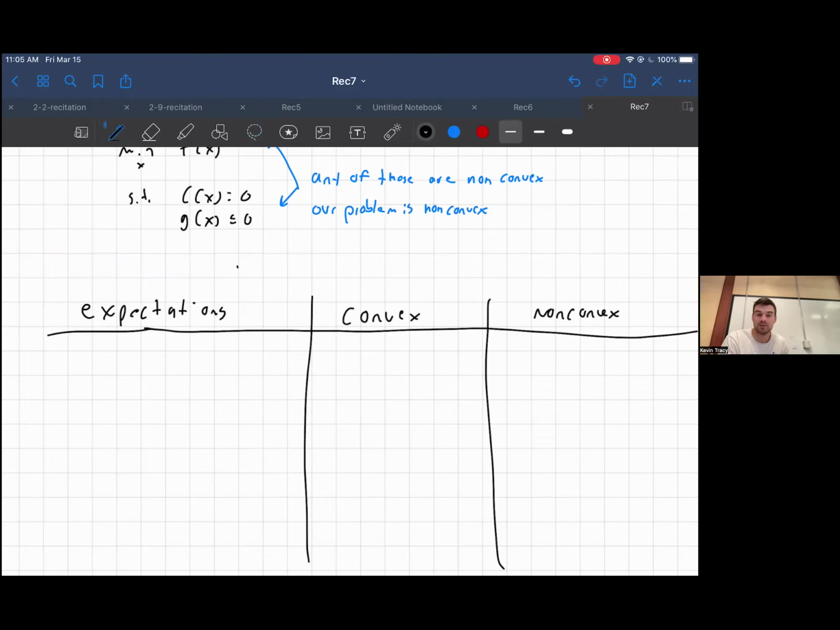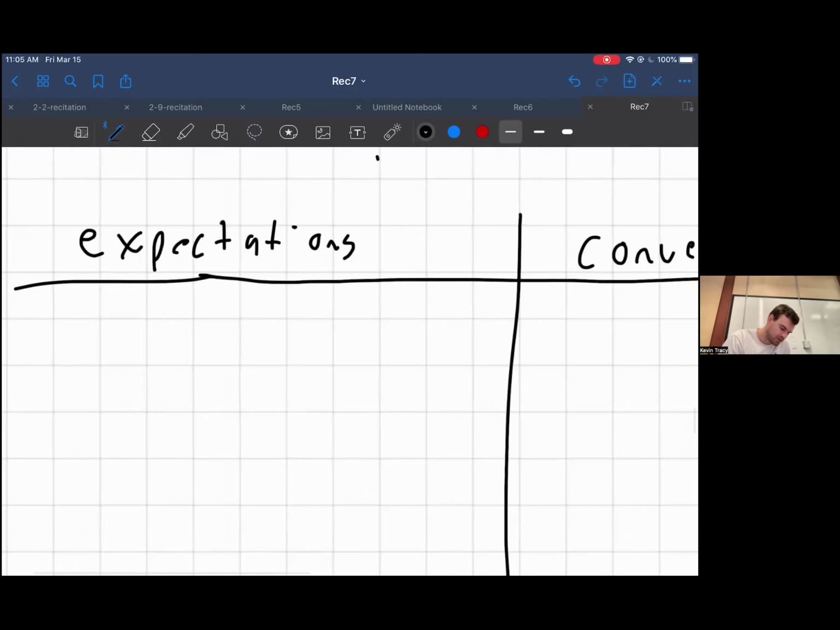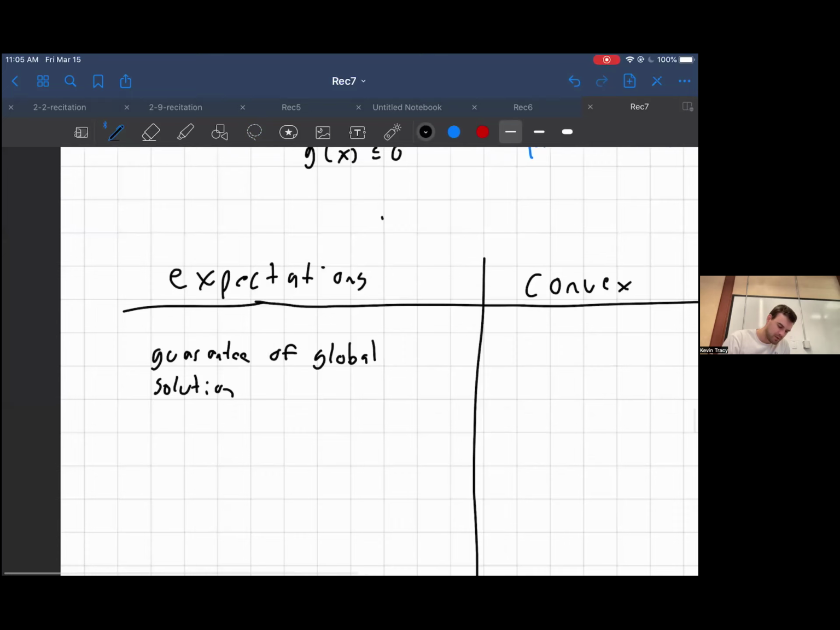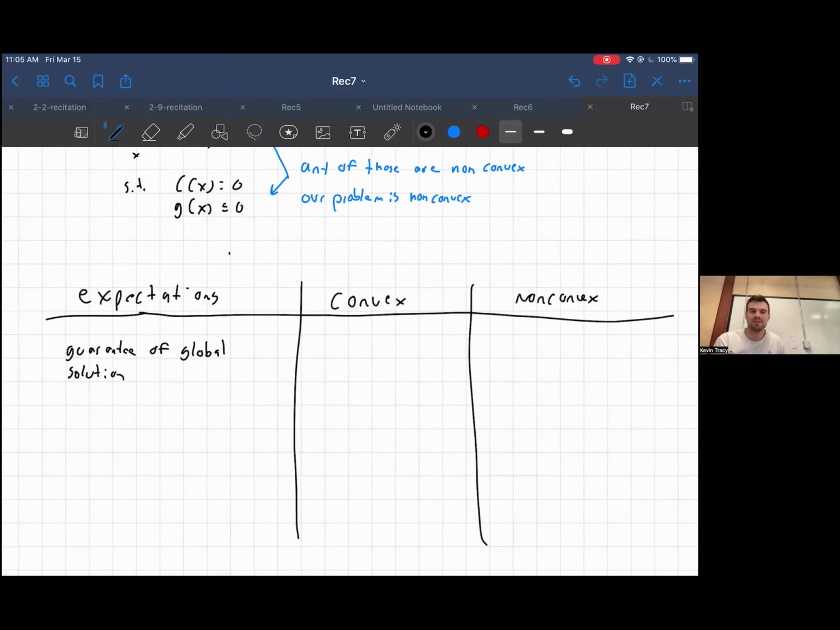The first expectation: is it always solvable? Is there a guarantee of a global solution? With a convex optimization problem, we have the guarantee that if a global solution exists to the problem, I can find it. This is one of the great things about convex optimization. If there's a global solution out there, I can find it. Non-convex, I do not have that guarantee.